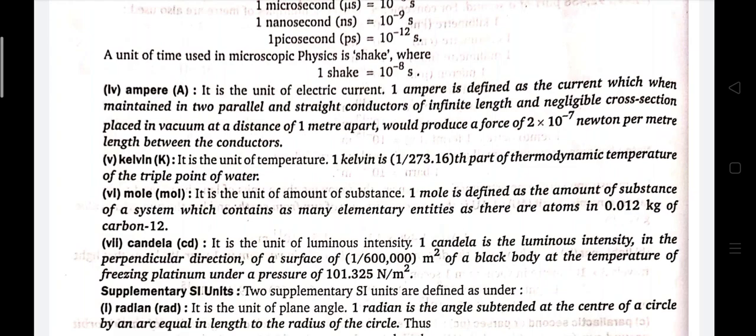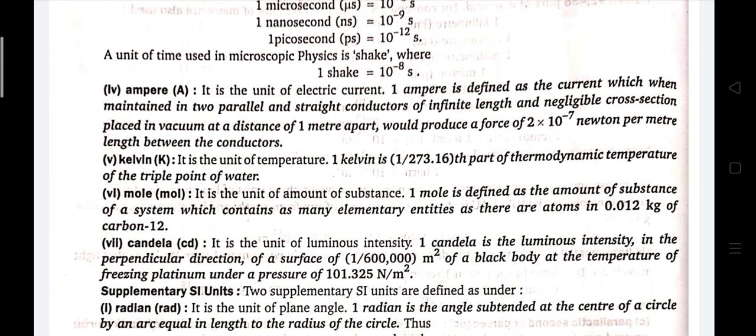The next one is luminous intensity, whose SI unit is candela. You must have seen that nowadays we are using LED bulbs. Earlier we used to have a 100 watt electric bulb, then we had a 15 watt CFL. Now the same intensity of light produced by a 15 watt CFL is given by a 5 watt LED. So luminous intensity is the white light that is emitted by the bulb.